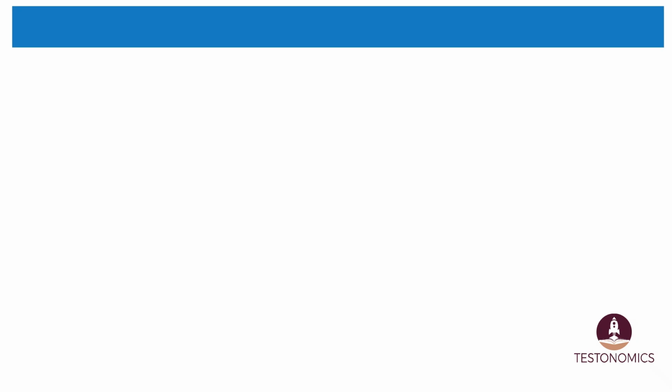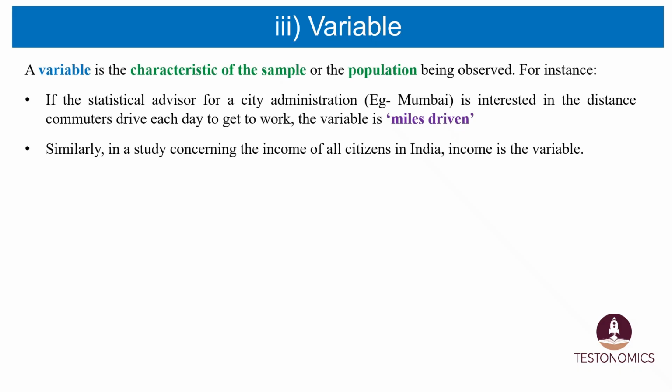Next, what is the meaning of the term variable? We already understand what a variable is. We've discussed that in our classes on mathematics, but let's quickly go over it once again. A variable is the characteristic of the sample or the population being observed. For instance, if the statistical advisor for a city administration such as Mumbai is interested in the distance commuters drive each day to get to work, the variable is miles driven. Similarly, in a study concerning the income of all citizens in India, income is the variable.